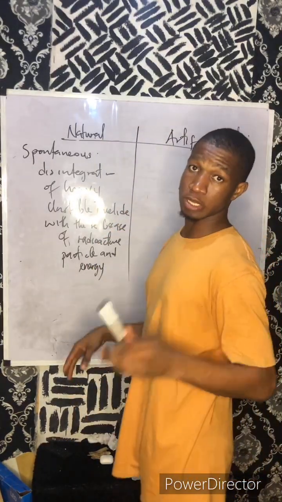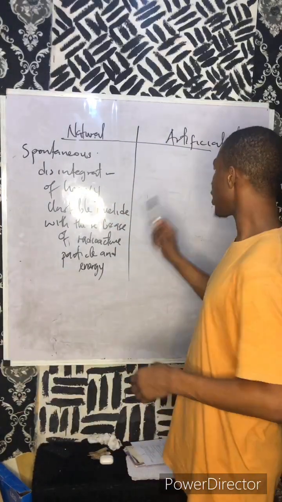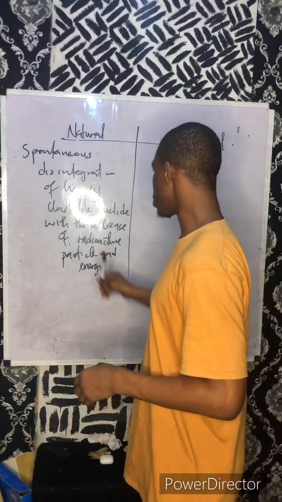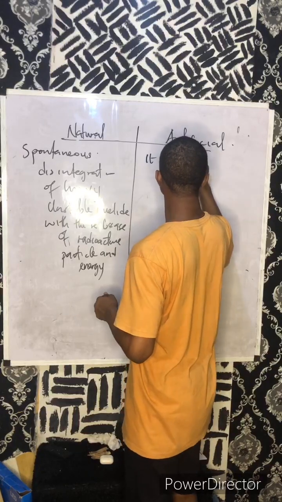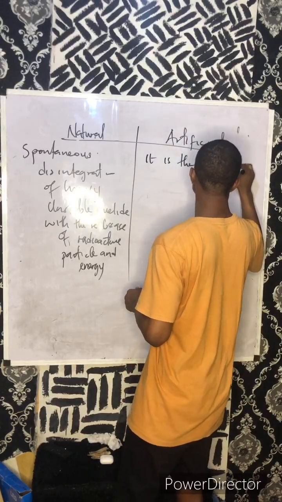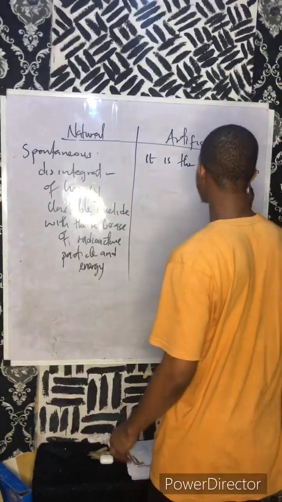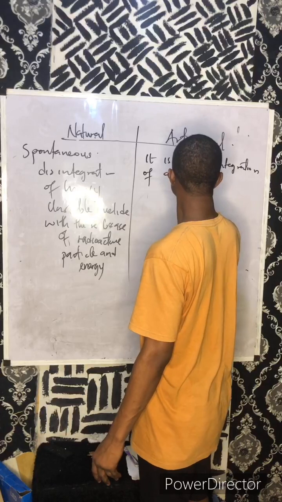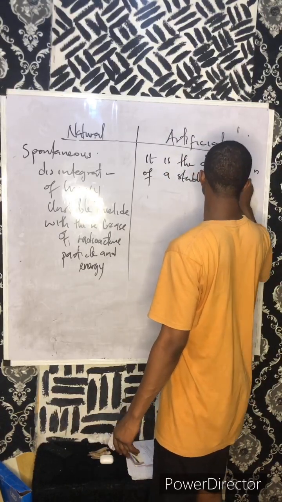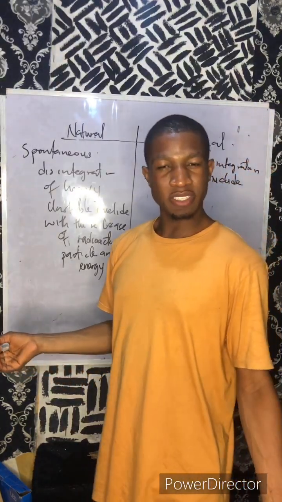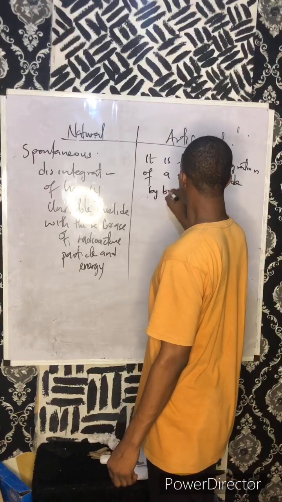I hope you can see this. When you cannot see it, I just said it. I said natural radioactivity is defined as the spontaneous disintegration of heavy, unstable nuclide with the release of radioactive particle and energy. Why artificial? It is the disintegration. Now if you notice, I did not say spontaneous, meaning it's not fast, it's not spontaneous. It is the disintegration of a stable nuclide. Imagine. Why are you changing if you are stable? That's weird. So it's the disintegration of a stable nuclide by bombardment.